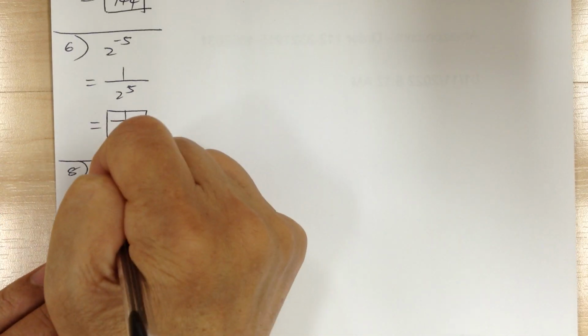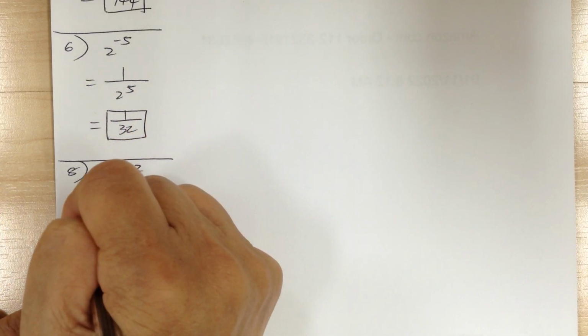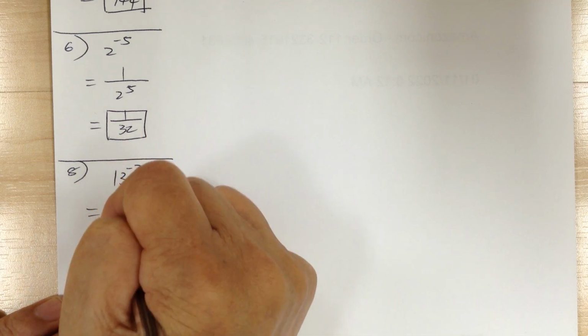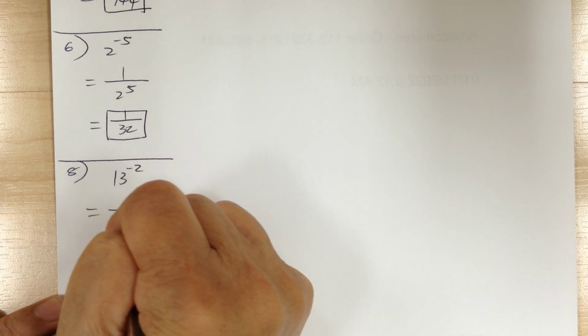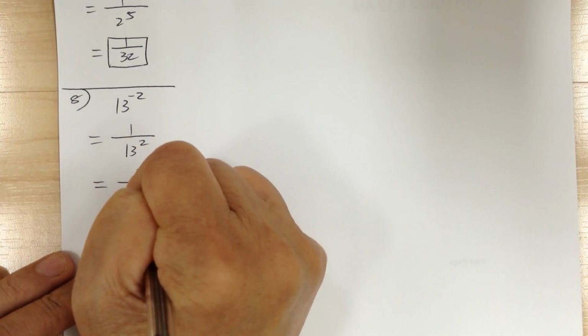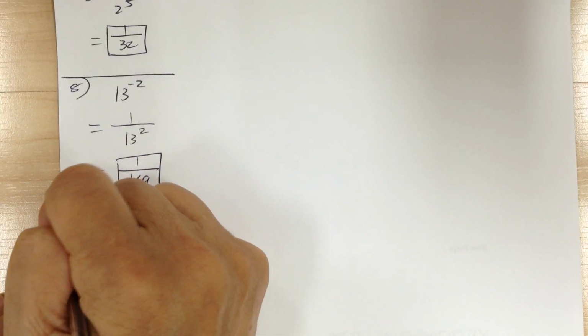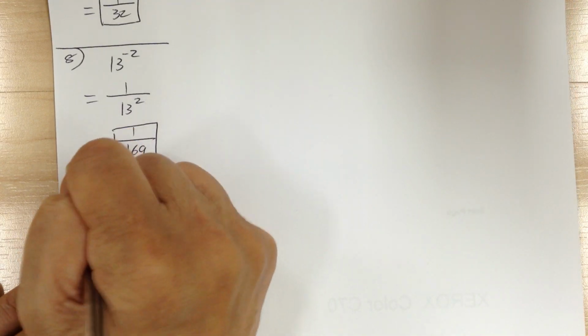Okay, number 8, you got 13 to the negative 2 power. So negative exponent, use it to flip it over, so it would be 1 over 13 squared. And so this becomes 1 over 169.